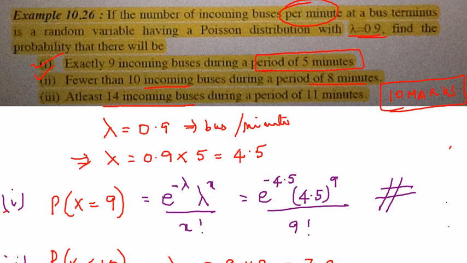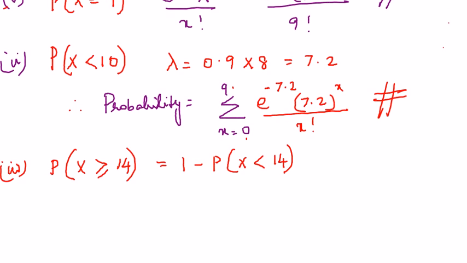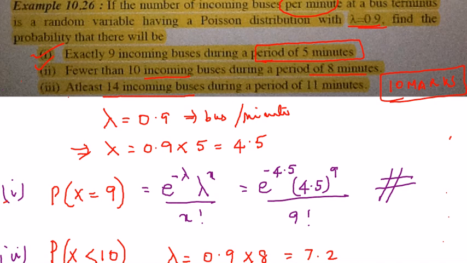So in that case what we're going to do, probability that at least 14 buses come, so it's going to be greater than or equal to 14 or more buses. I can write this as 1 minus probability of x less than 14, right? That's another way of doing it. Therefore my probability will be 1 minus sum of x being 0 to 13, put it inside a bracket, e power, we also have to find lambda here, because they have asked at least 14 incoming buses come during a period of 11 minutes. See, we forgot to do that, right?